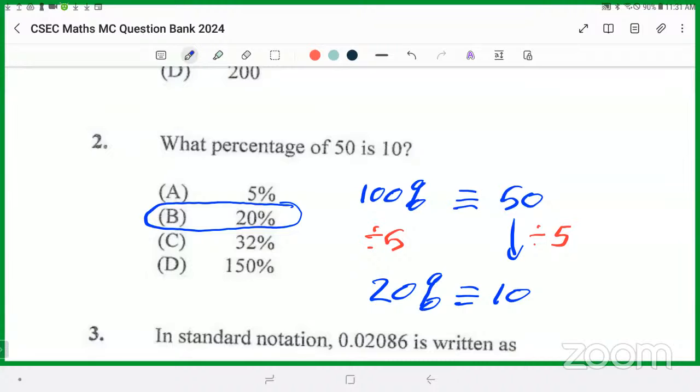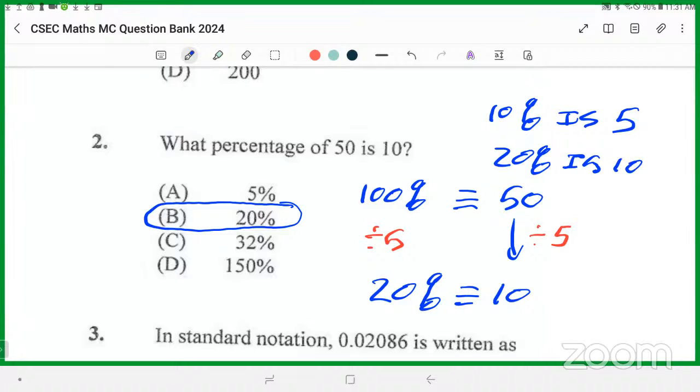I can say, for example, okay, what percent of 50 is 10? I can say, okay, 10% is 5. 10% of 50 is 5. What percentage therefore is 10? Must be 20%. 20% is therefore 10. Can look at it that way.